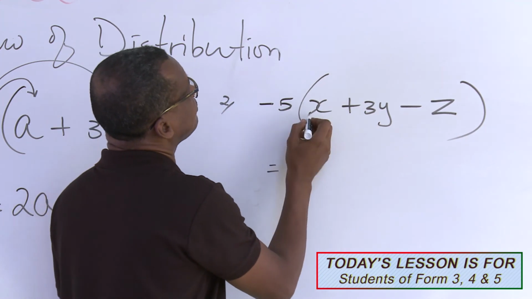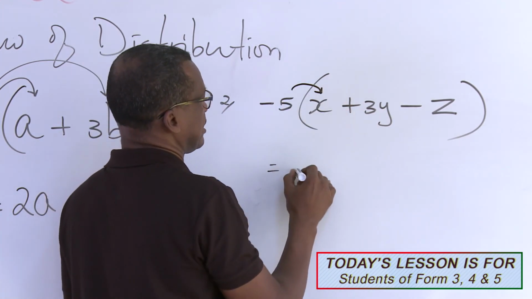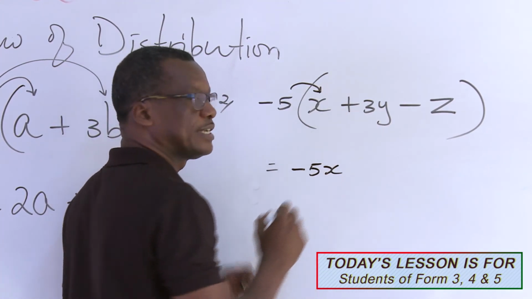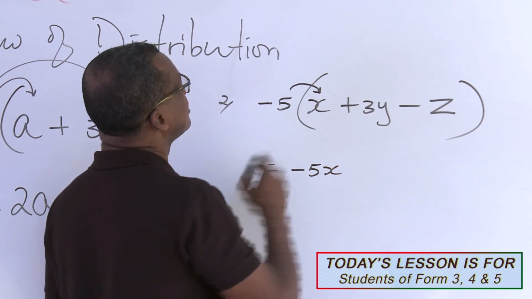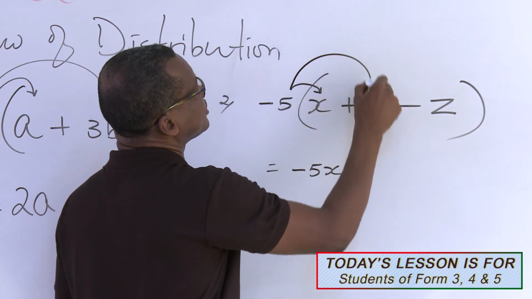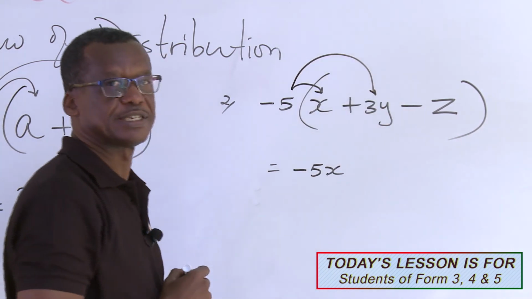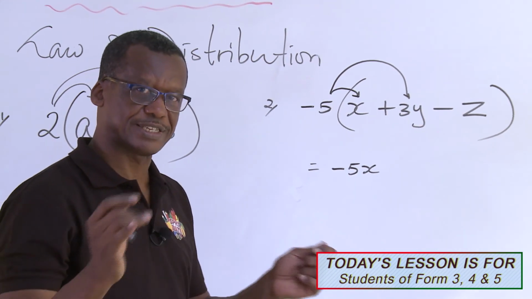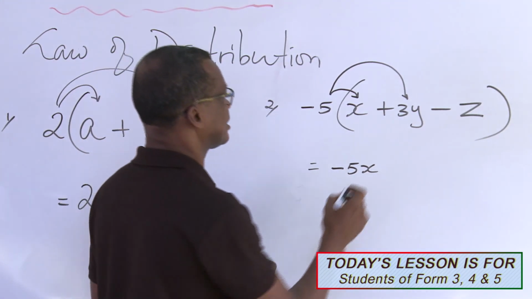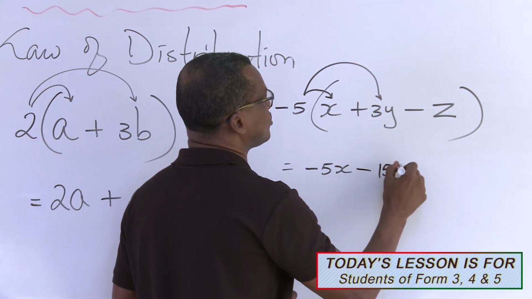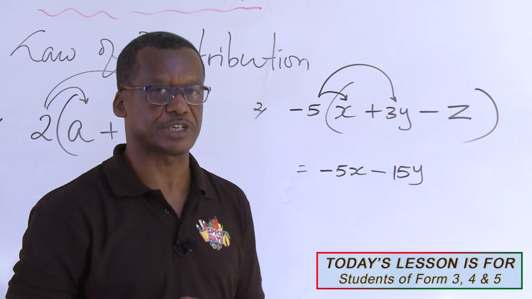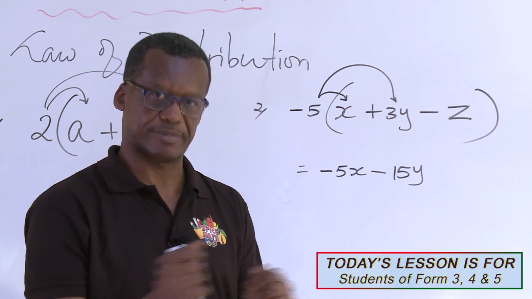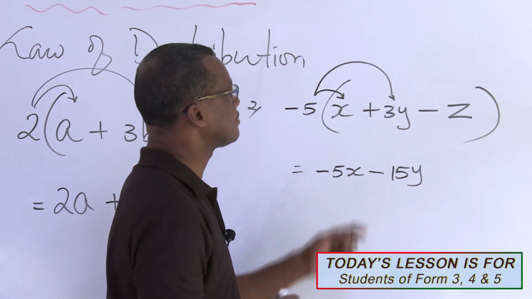So it's negative 5 times x. That gives me negative 5x. Then it's negative 5 again times positive 3y. Now we see a negative multiplied by a positive. We're going to get a negative 15y, according to the law for multiplying integers. When you multiply a negative by a positive, the result is negative.